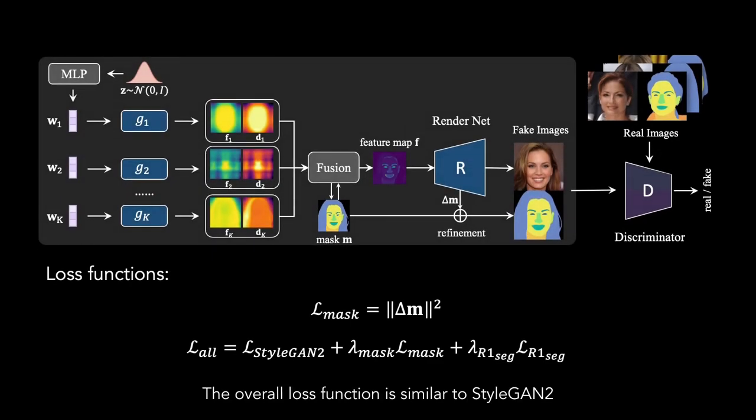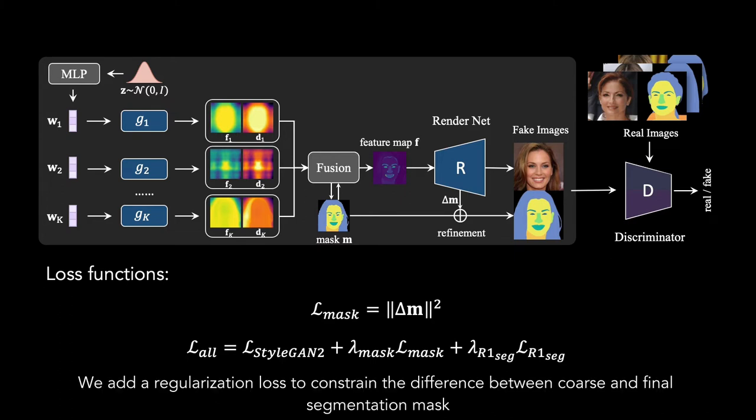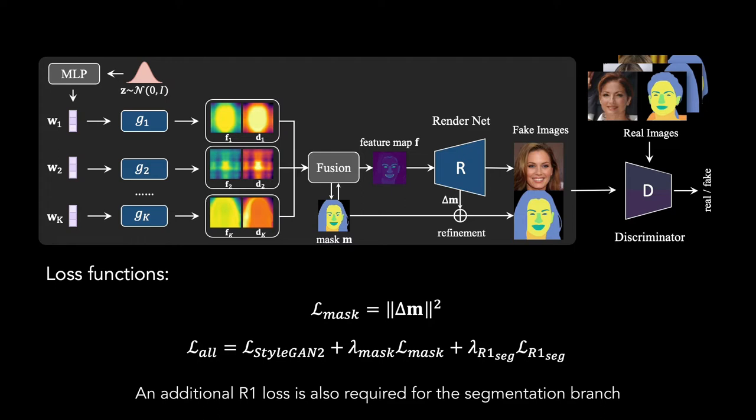The overall loss function is similar to StyleGAN 2. We add a regularization loss to constrain the difference between the coarse and final segmentation mask. An additional R1 loss is also required for the segmentation branch.